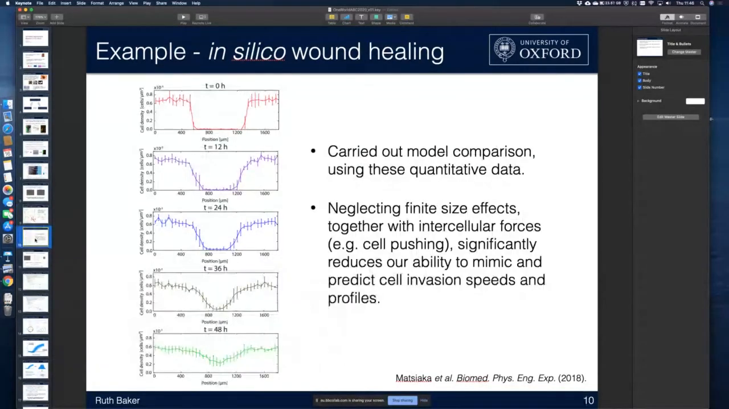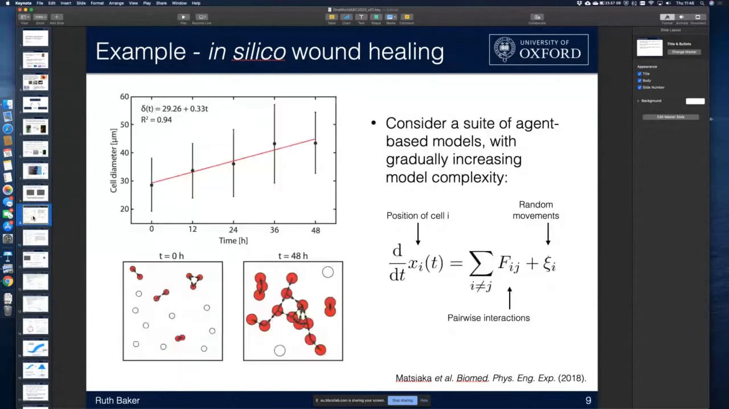So what you can do then is develop a range of different models of different levels of complexity of this system. The simplest model might just say, well, I'm going to ignore pairwise interactions, so set all the Fij's to be 0, and look at the ability of that model to replicate the experimental data. And then, as you increase the model complexity, you can gradually include these pairwise interactions, which are repelling at short distances and attracting at medium distances.